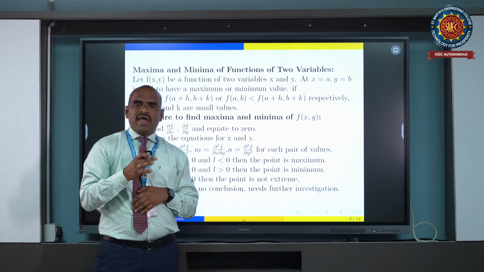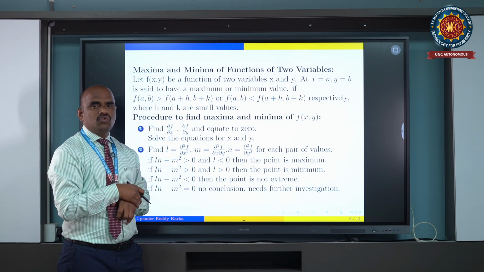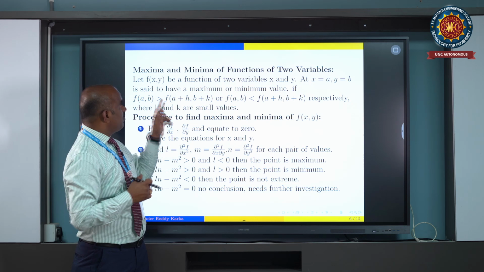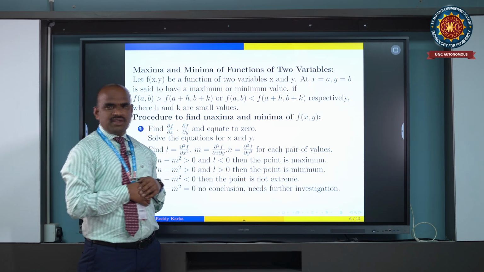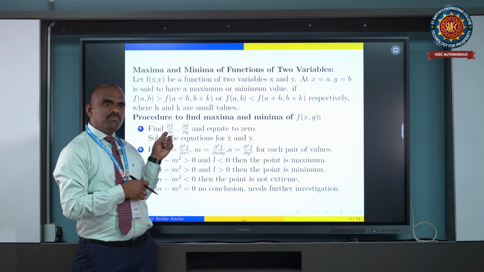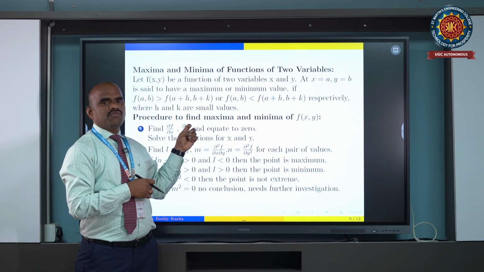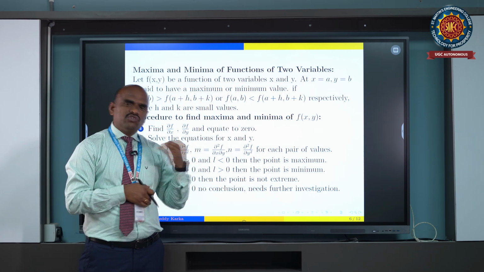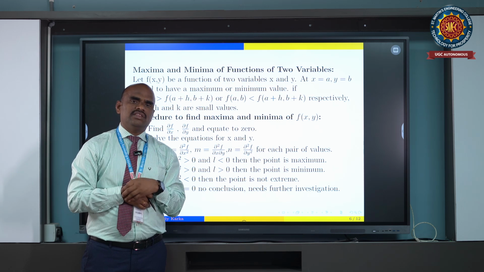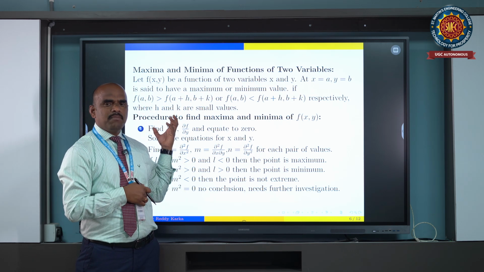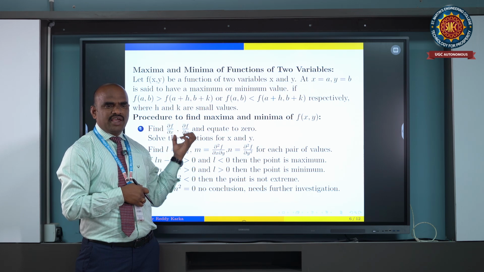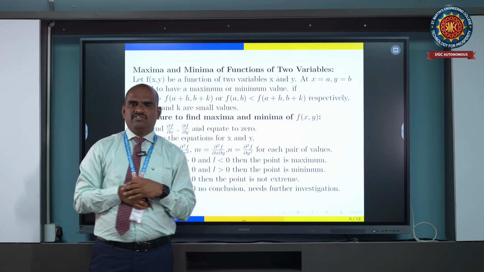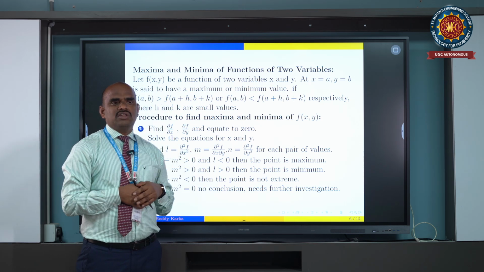How do we find maxima or minima of functions of two variables? What is the procedure? First we find the partial derivatives of the given function f of x comma y, that is dou f by dou x and dou f by dou y, equate both to 0, and solve for x comma y. By solving these we get the stationary points, the ordered pairs of values x comma y. These points are called stationary points.